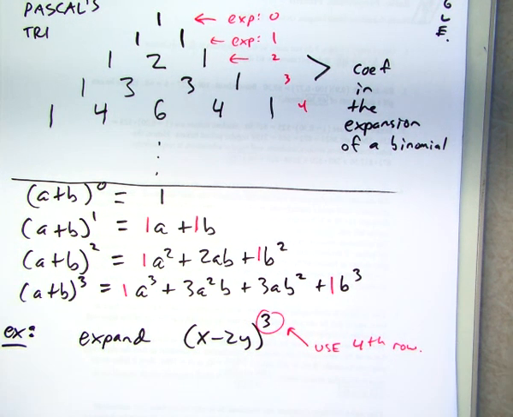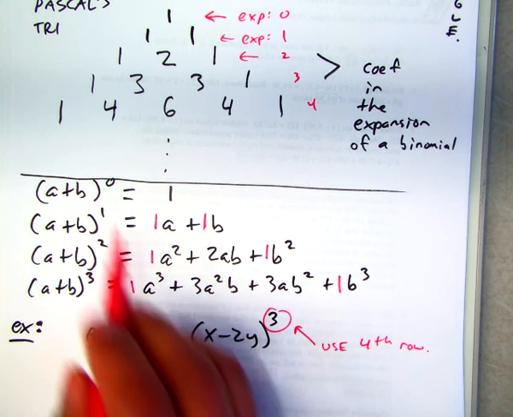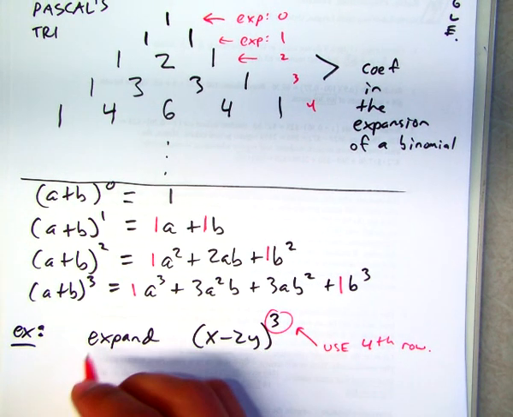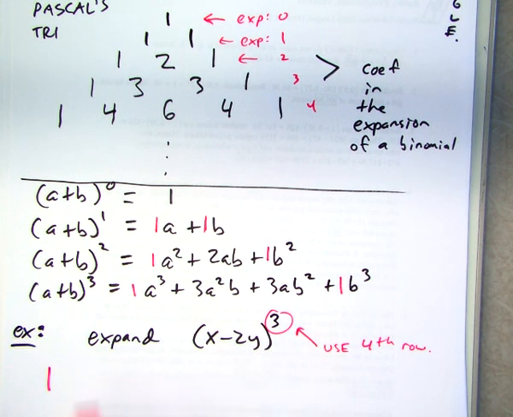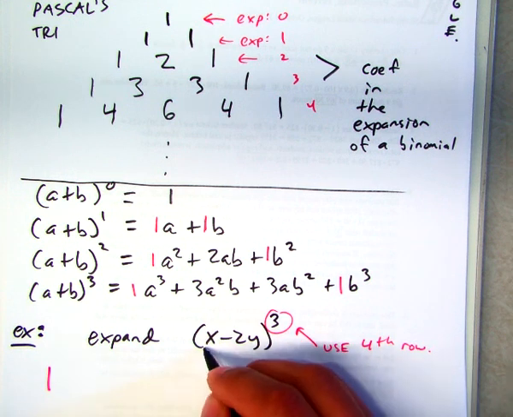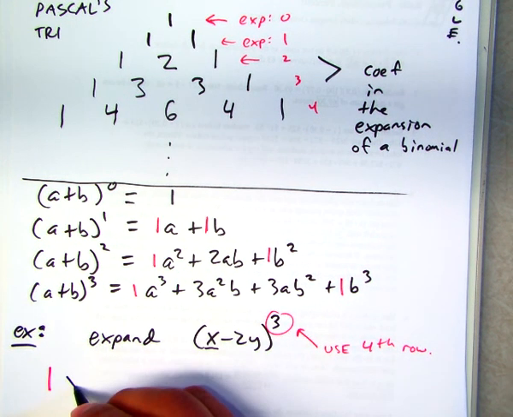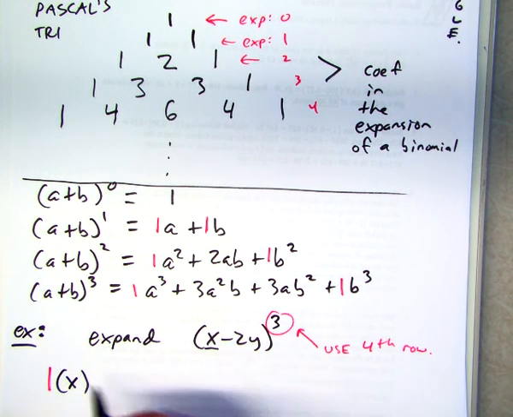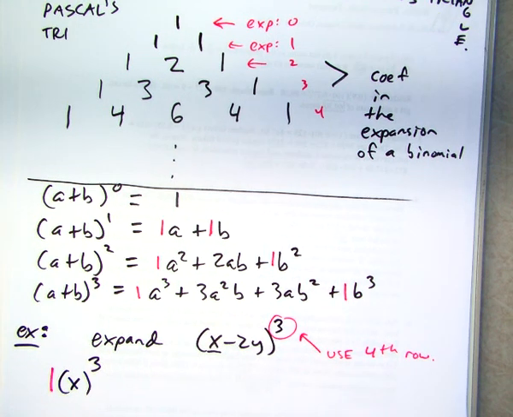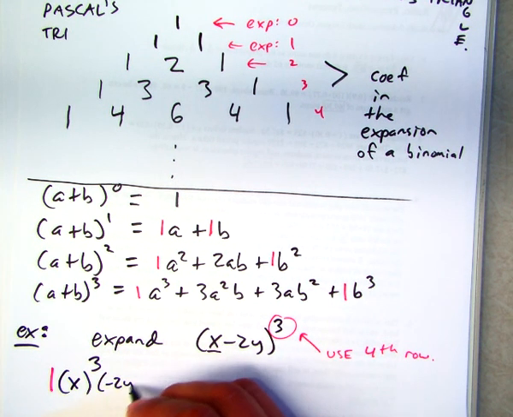So here's what I like to do. You look at your fourth row, which is 1, and then all you're going to do is take whatever is in the A spot, which is x, and we started out with the highest exponent, which is going to be 3. And then we also have a negative 2y to what power?